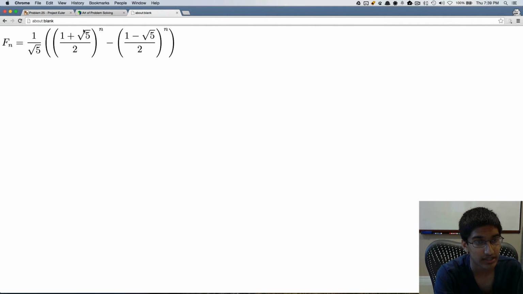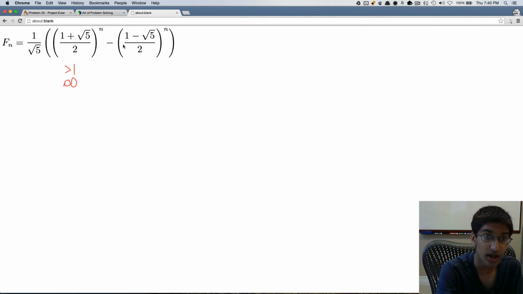This is the golden ratio, 1 plus square root of 5 over 2. This is greater than 1. And if we have a base greater than 1 and we're raising it to a large power, we know that it's going to be really large. In fact, we can state that the limit of this as n tends to infinity is infinity.